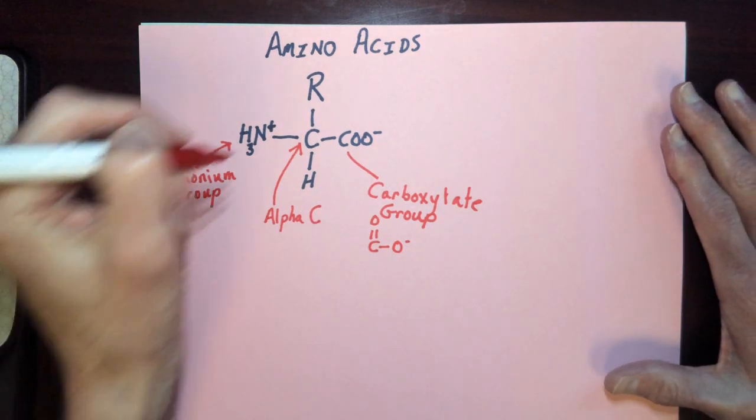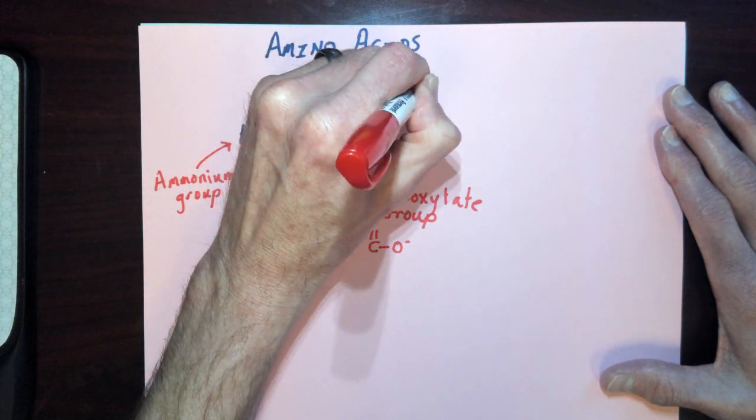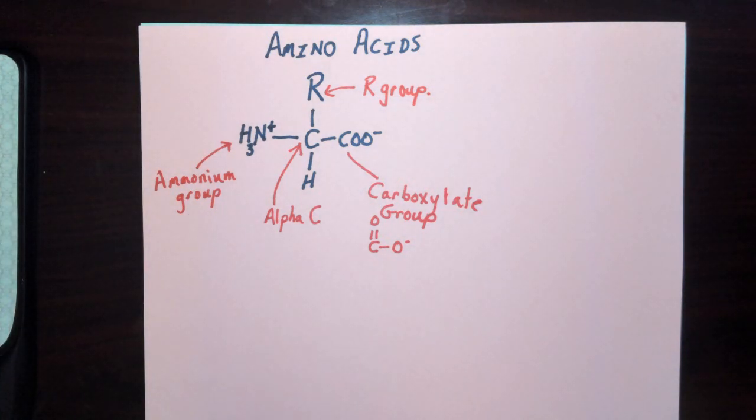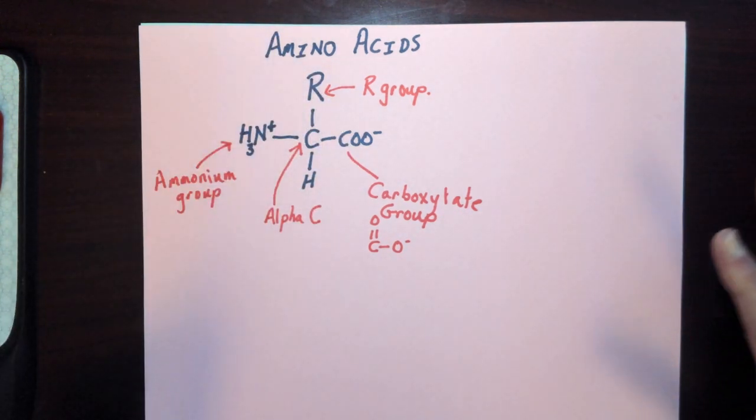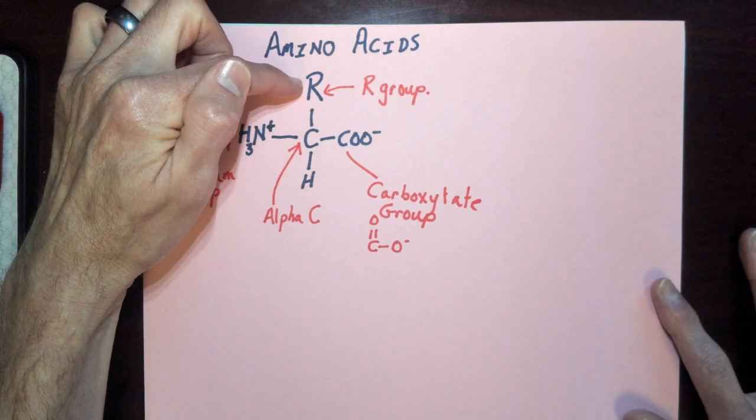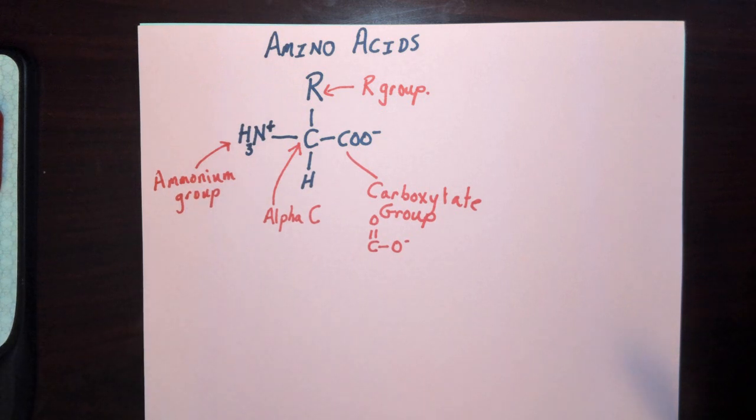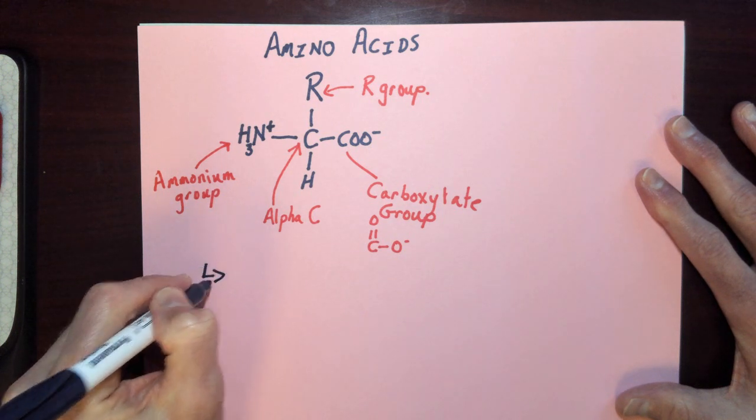And then we have an R group. The R group is very unique to each amino acid. So the amino acids consist of these four groups attached to that alpha carbon. How they vary in function and structure is the uniqueness of the R group. Amino acids are often broken down into further categories, so let's go through those real quick.